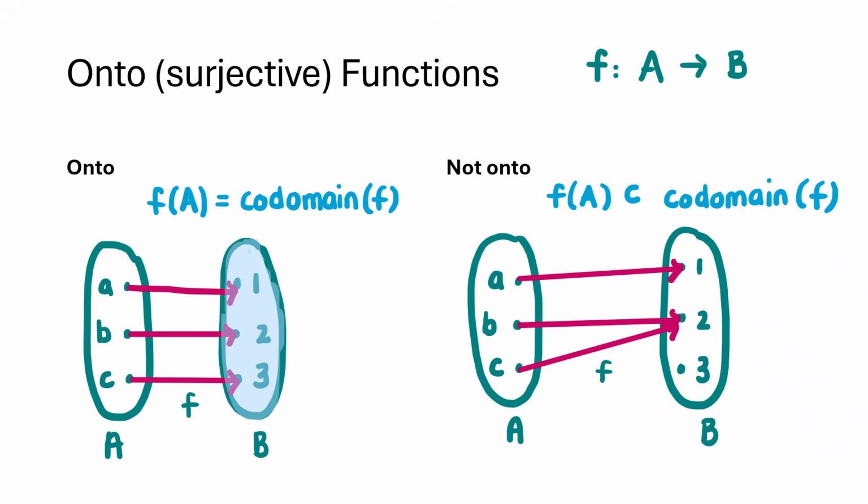In the second example on the right, you will see that the range only consists of elements 1 and 2 from B, but not 3. So here the range is a smaller set and is contained in the codomain, but not equal to the codomain.